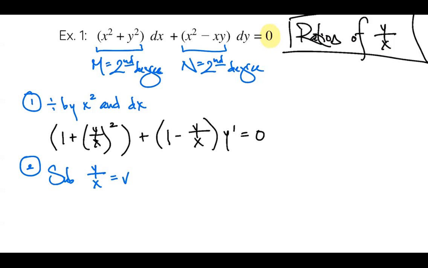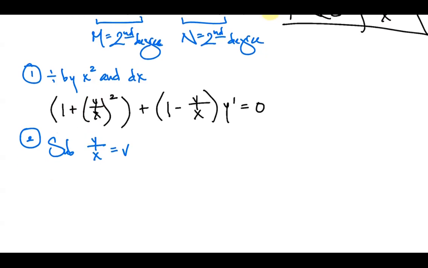Now, thank goodness I wrote this as y over x squared, because when I make this substitution, a v is going to go here, a v is going to go here. And so I'll end up with 1 plus v squared plus 1 minus v.